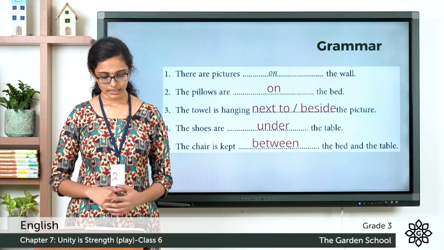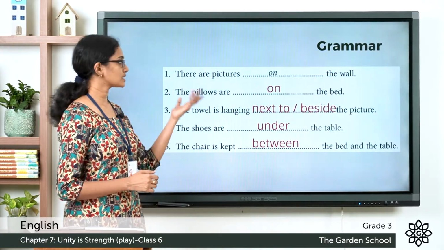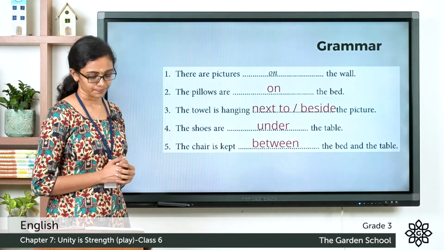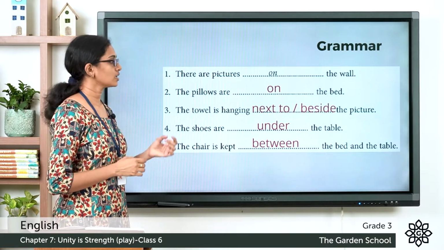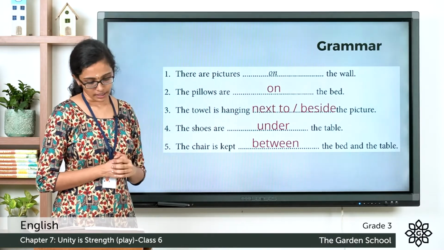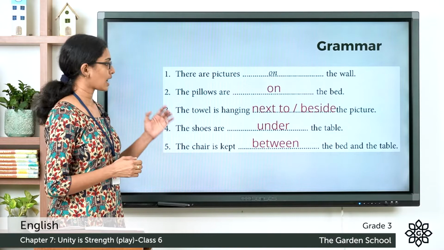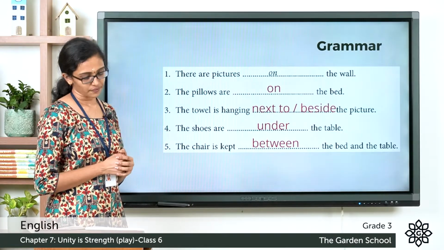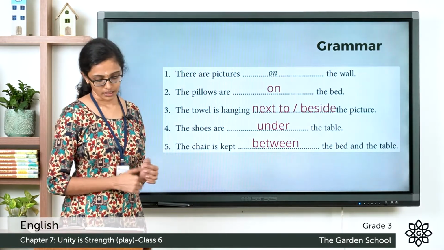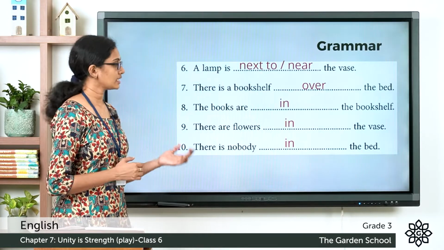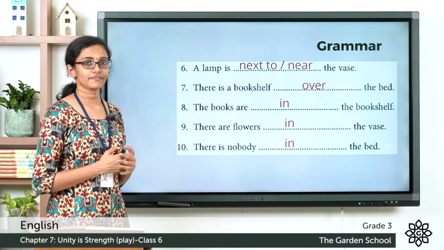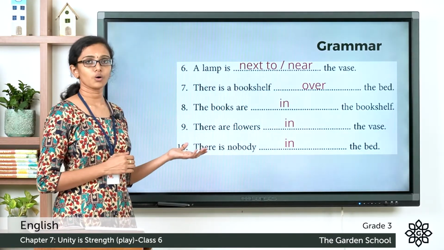So the first one, there are pictures on the wall. The first one is given there itself. Let's see the second one. The pillows are on the bed. The third one, the towel is hanging. You can write either next to or beside or near the picture. Now, the fourth one, the shoes are under the table. Now, fifth one, the chair is kept between the bed and the table. And let's see the sixth one. A lamp is next to or near the vase. You can write either of them. The seventh one, there is a bookshelf over the bed.